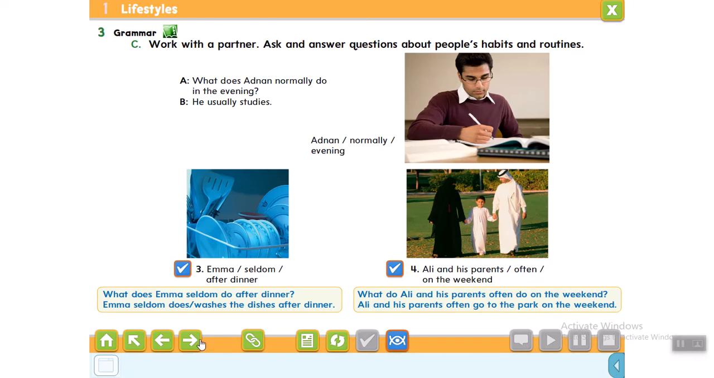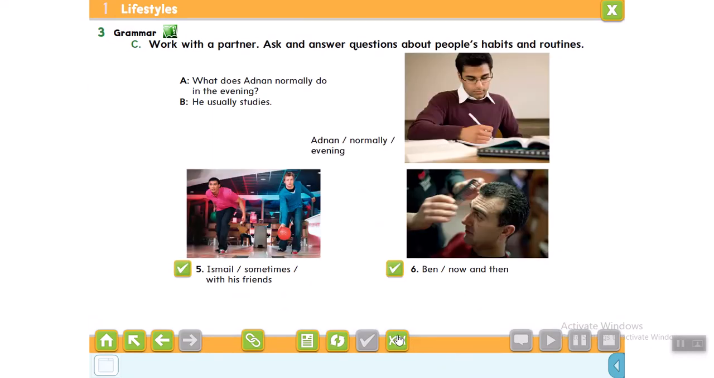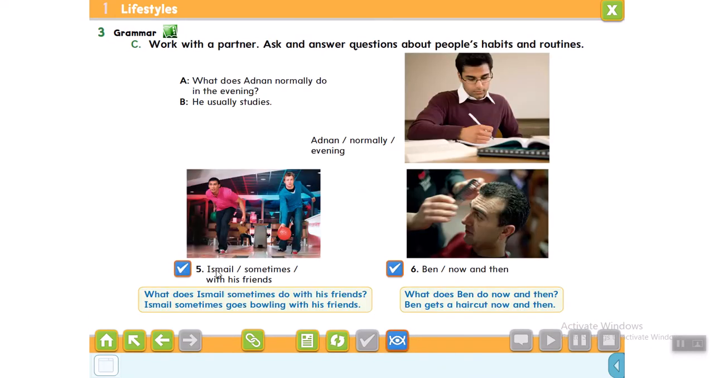Okay. After that, Ismail sometimes with his friends. These are the keywords we have. The question is, what does Ismail sometimes do with his friends? Ismail sometimes goes bowling with his friends.